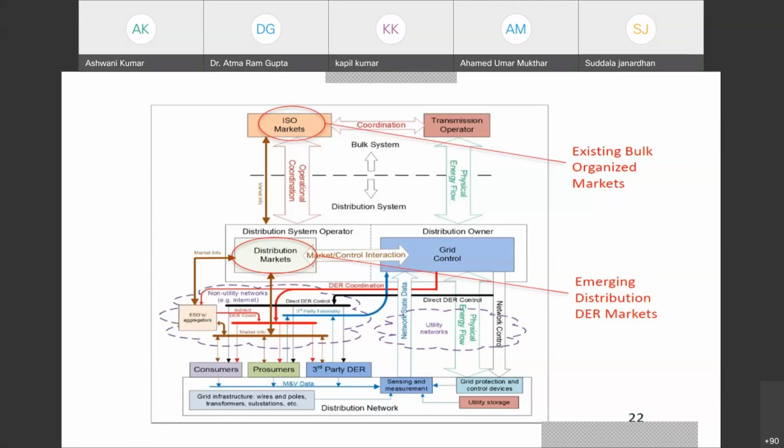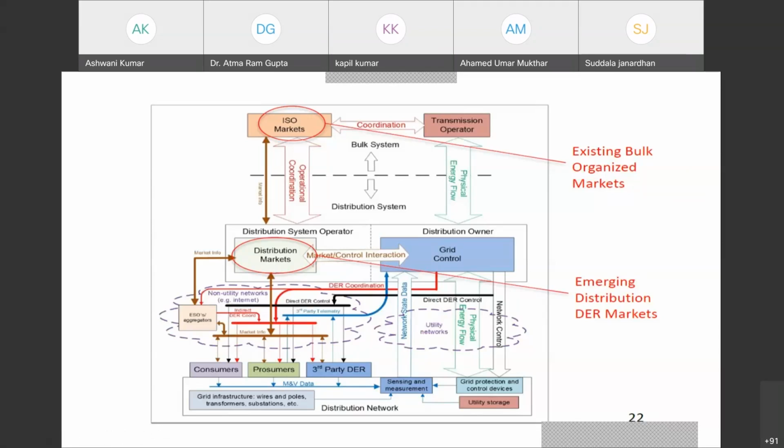Okay, and we have an important interface here, the bulk system and the distribution network, which is to be taken care of. This is how the emerging distribution energy sources market has come up alongside the existing bulk market. Both of these markets have to be operated in coordination, in consonance. Otherwise, the health parameters of the system will not be within the standard limits, and the system will not operate in a stable manner.